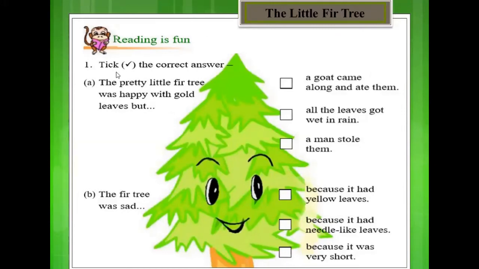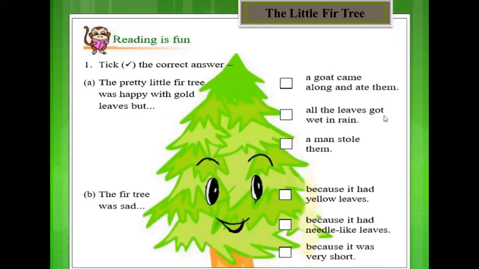Here, the first question for you is tick the correct answer. So let me read out the first question to you. To answer correctly, you will have to listen carefully, children. The first question is, the pretty little fir tree was happy with gold leaves, but a goat came along and ate them.